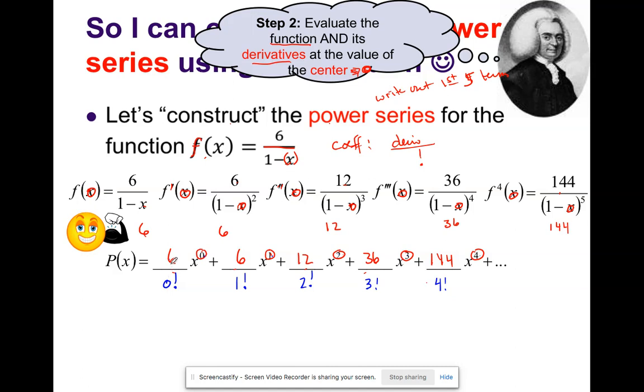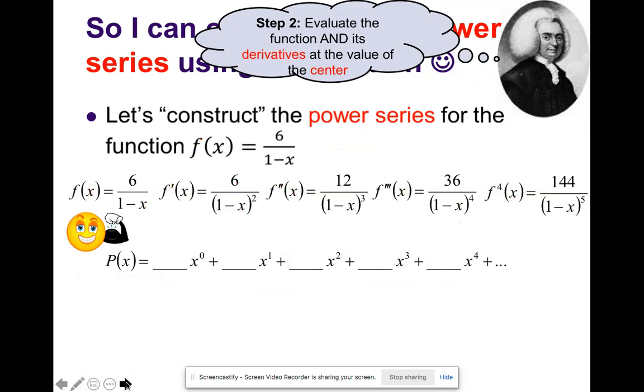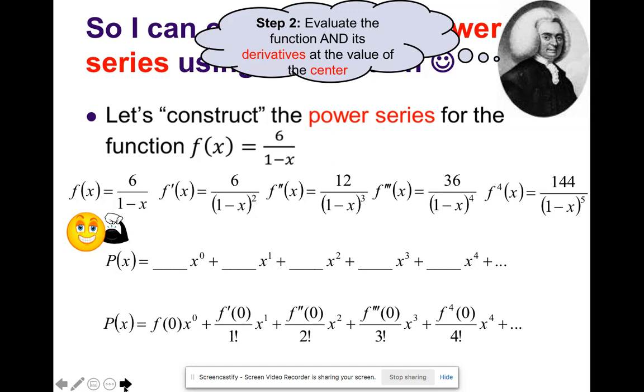6 divided by 1 factorial is 6. 12 divided by 2 factorial is 6. 36 divided by 3 factorial is 6. Guess what 144 divided by 4 factorial is? Yep, 6, which we already knew.